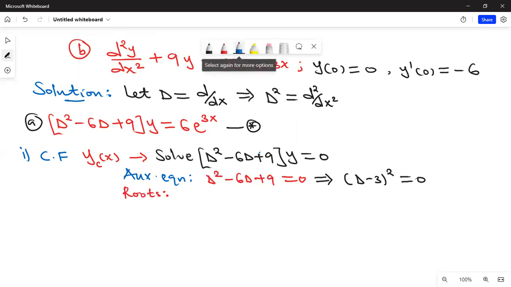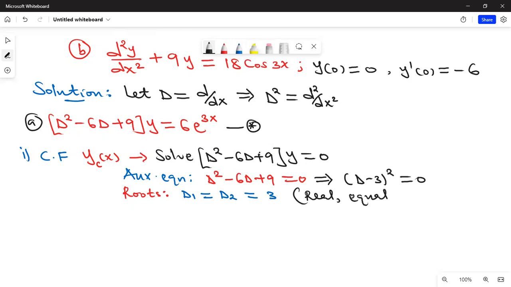So what are the roots? The first root is equal to the second root, and so the result is 3. 3 is a real number, so this is a case of real and equal roots. The roots are real and equal.